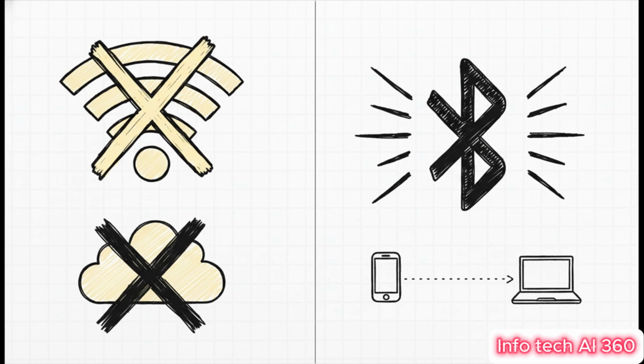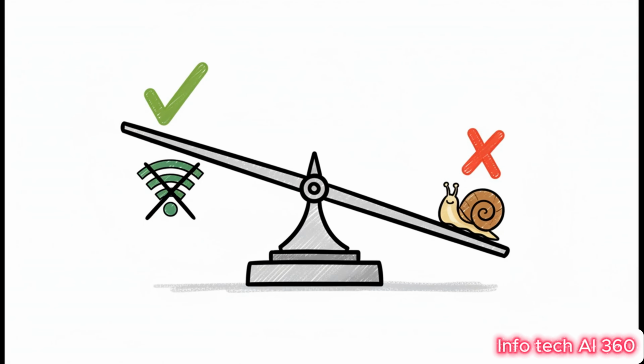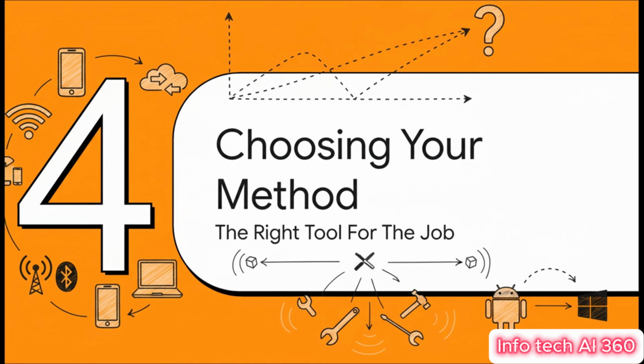But what about that worst-case scenario? Let's say there's no Wi-Fi, no internet connection at all. You're totally offline, but you still need to get that file over. Well, in that situation, we turn to an old but still reliable friend, Bluetooth. Now, we need to be really clear about the trade-off here. Bluetooth has one massive advantage. It needs absolutely zero internet. But that comes at a huge cost, speed. We're talking very slow. So forget about sending large video files. But for a single photo or a small document, it's that dependable last resort that will always get the job done.